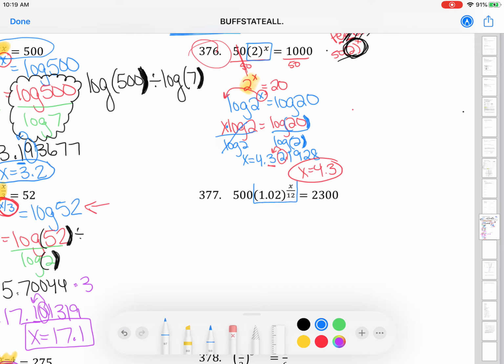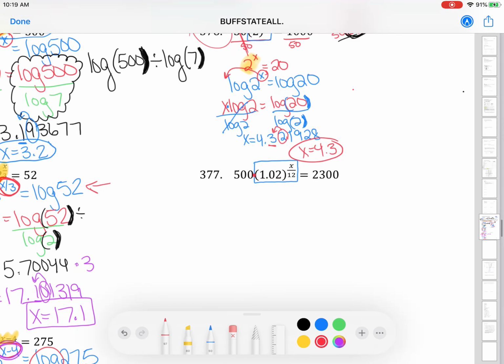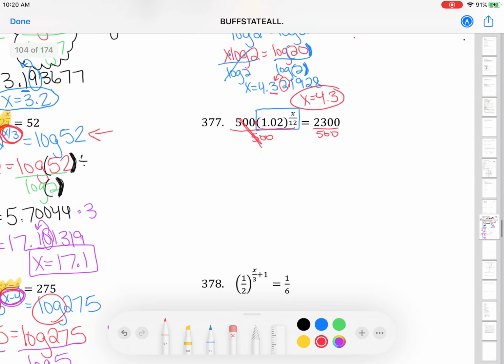So looking back at 376, I remember that I need to get the number that's being raised to the x by itself before I can use logs, which means I have to get rid of that 500. 500 is being multiplied to 1.02. So I need to get rid of it by doing the opposite and dividing both sides by 500. Remember, you can't just multiply these together because PEMDAS doesn't allow it. So 500 divided by 500 is going to cancel out, so you're left with 1.02 raised to the x over 12. Now I have that number by itself, which is perfect.